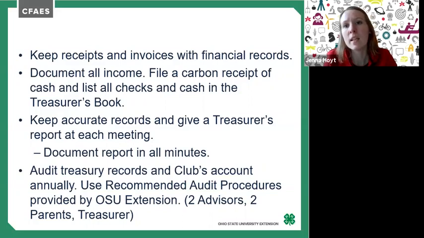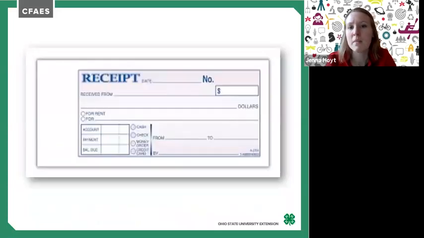And at the end of the year, in the back of the treasurer's book, there is an audit procedure to follow. We recommend that you use that procedure with 2 advisors, 2 parents, and the treasurer to do an audit of the account each year. So here's a copy of what that receipt may look like.